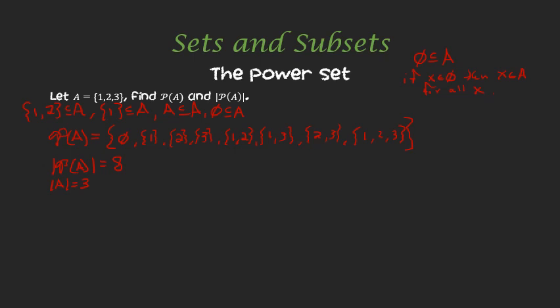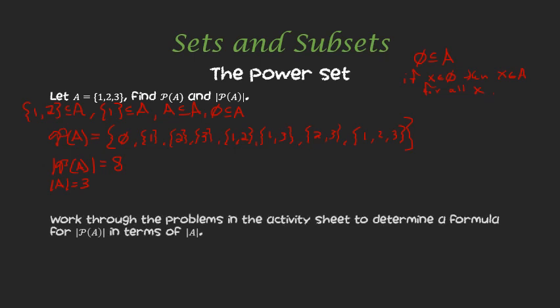If A has 3 elements, then its power set will necessarily have 8 elements, no matter what the set was. So this sort of begs the question, is there a relationship between the number of elements in the set and the number of elements in the power set? Cardinality of A versus the cardinality of the power set. And so that's the subject of the activity. I'm going to have you work through the problems in the activity sheet to determine a formula for the cardinality of the power set of A in terms of the cardinality of the original set.